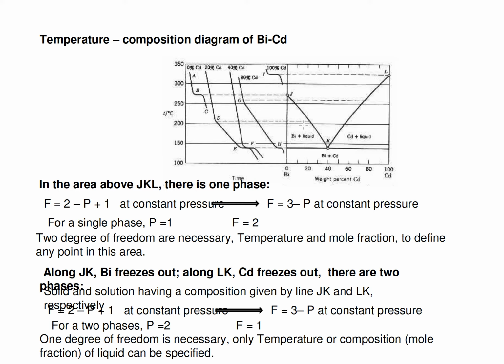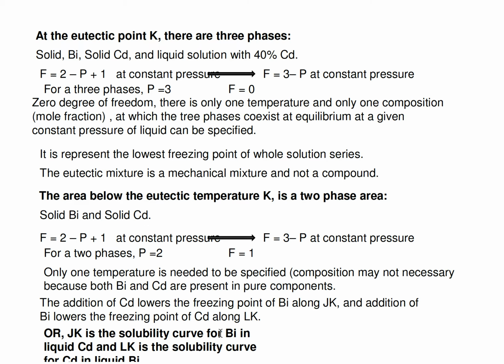And along JK, which is here, bismuth freezes out. Along LK, cadmium freezes out. There are two phases, solid and solution, having a composition given by the lines JK and LK respectively. So here the degree of freedom is 1. Only temperature or composition, which is the mole fraction of the liquid, can be specified. At the eutectic point K, there are three phases: solid bismuth, solid cadmium, and liquid solution with 40% cadmium.